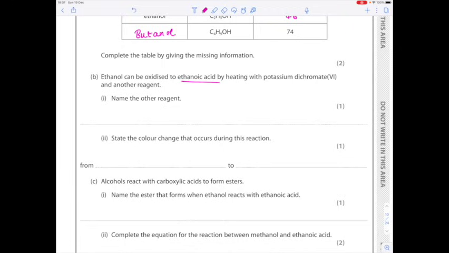Ethanol can be oxidized to ethanoic acid by heating with potassium dichromate 6 and another reagent. Name the other reagent. This is something you just need to learn. It's sulfuric acid. State the colour change that occurs during this reaction. It turns from orange to green.